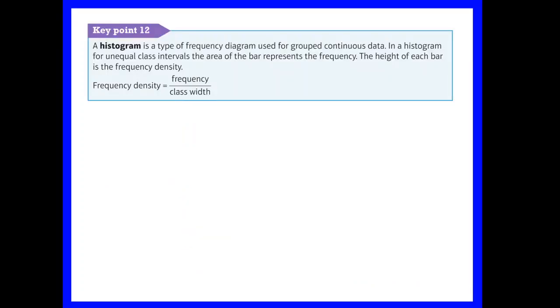Finally then, let's just look back at the key points from this lesson. A histogram is a type of frequency diagram used for grouped continuous data. In a histogram for unequal class intervals, the area of the bar represents the frequency and the height of the bar is the frequency density. To find the frequency density, we do the frequency divided by the class width.